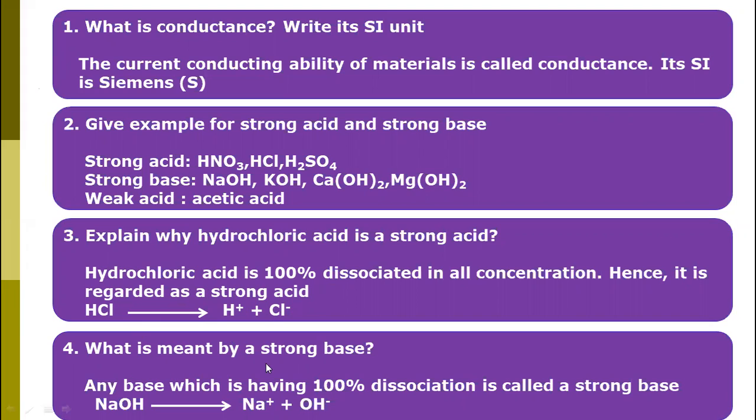Next, what is meant by strong base? Any base which has the ability to dissociate 100% is called a strong base. And in equation, we have to represent it as NaOH on dissociation gives Na+ and OH- ions.